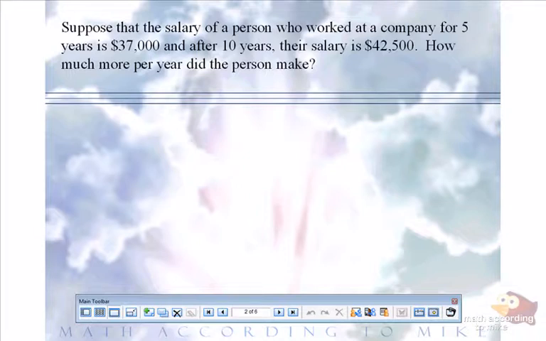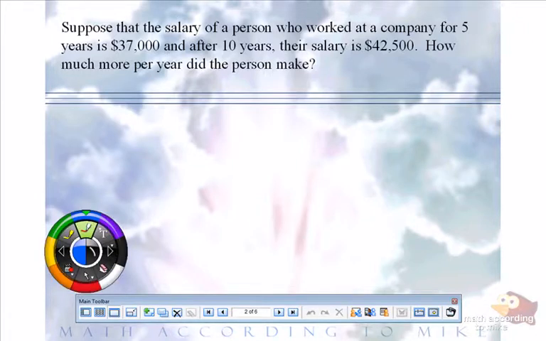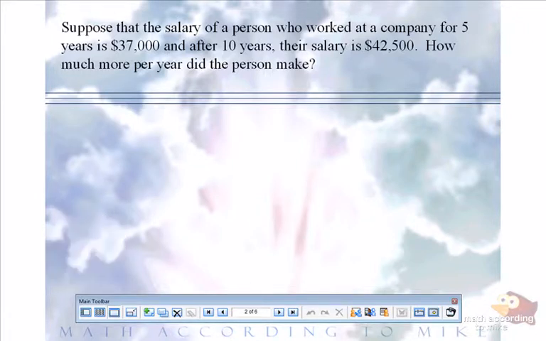However, it's not how much more did the person make, it says how much more per year did the person make. The difference there is per implies a fraction. So not only is it the difference in how much they made, but it also includes the difference of what? Years, number of years. So we're going to set it up as a fraction. This fraction that you'll see may look familiar to you.